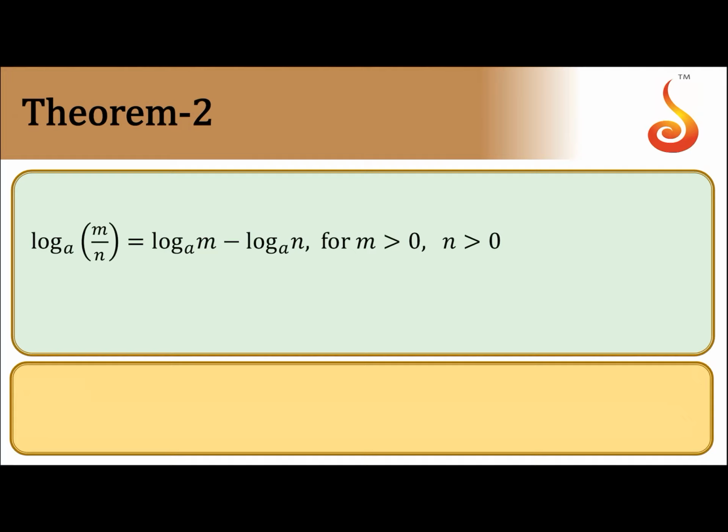And we shall prove this by assuming log m to the base a as x and log n to the base a as y, converting logarithms to exponentials, and then we shall try to prove this. Log m to the base a is equal to x, and that implies m is equal to a to the power of x by the basic definition of logarithm. Log m to base a is x, then m is equal to a to the power of x.